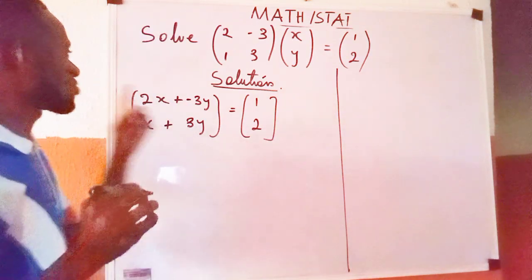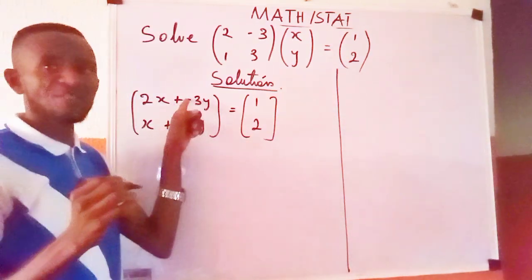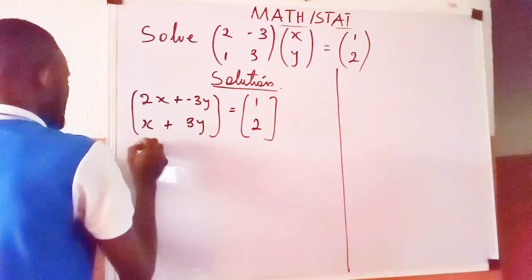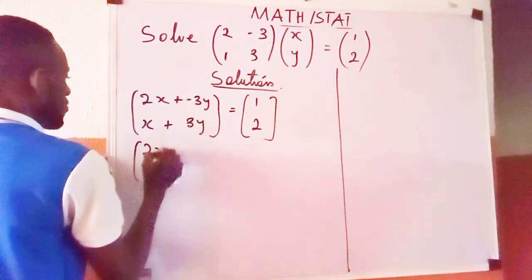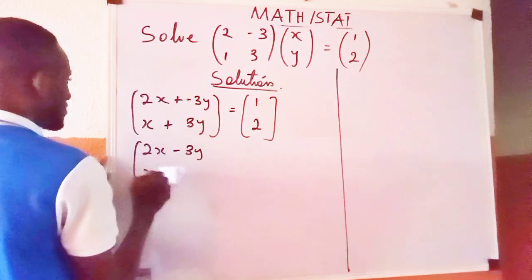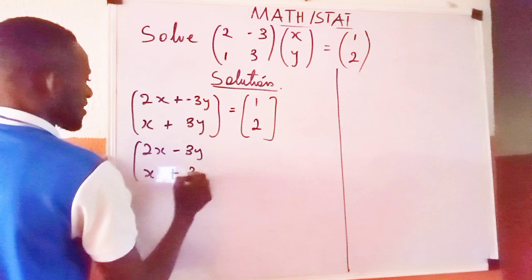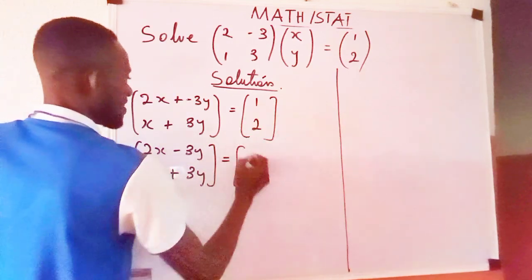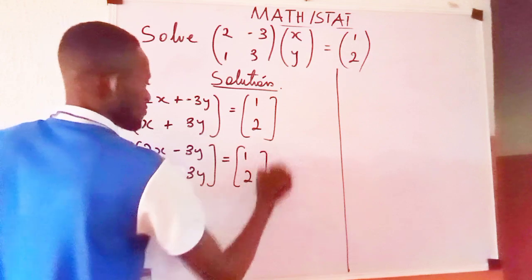Now in mathematics, we should bear in mind that plus minus is minus. So on that note, what I have here becomes 2x minus 3y, and x plus 3y. Then I close it this way. This equals, I'll open here, 1 and here is 2.